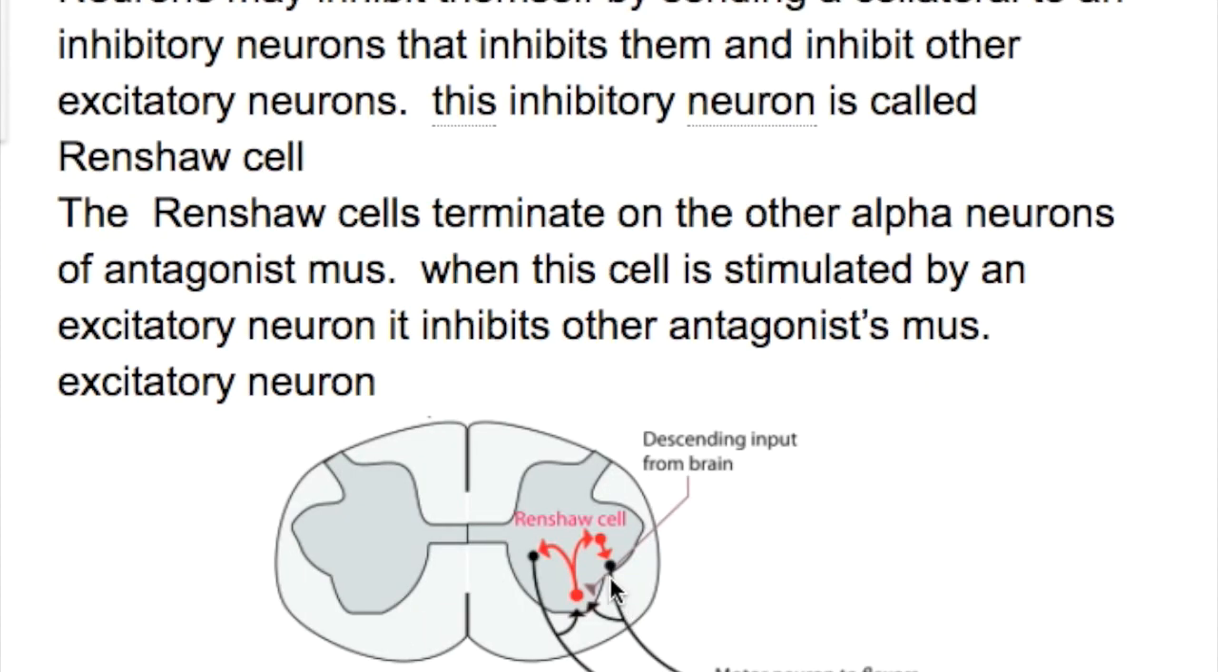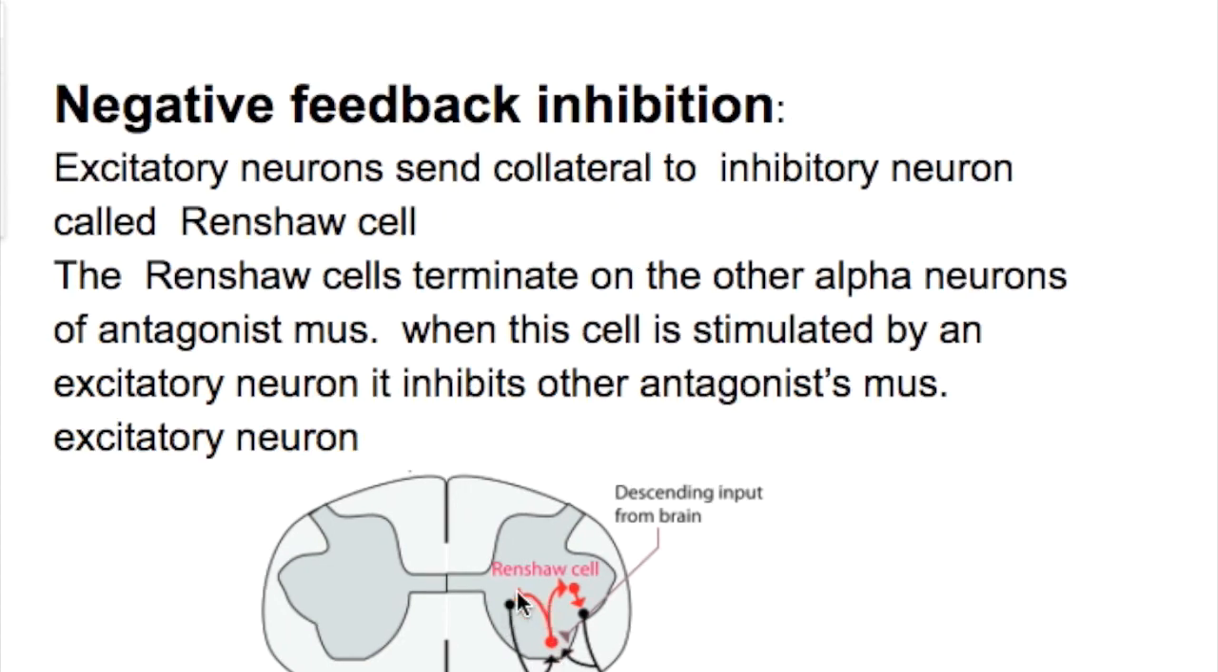Negative feedback inhibition. The excitatory alpha neuron may inhibit itself, sending a collateral to the inhibitory cells called the Renshaw cells. These Renshaw cells inhibit these alpha motor neurons. This is known as negative feedback mechanism. These Renshaw cells also inhibit the antagonist muscles. This is known as reciprocal inhibition. The neurotransmitter released is GABA, which increases the permeability of chloride.